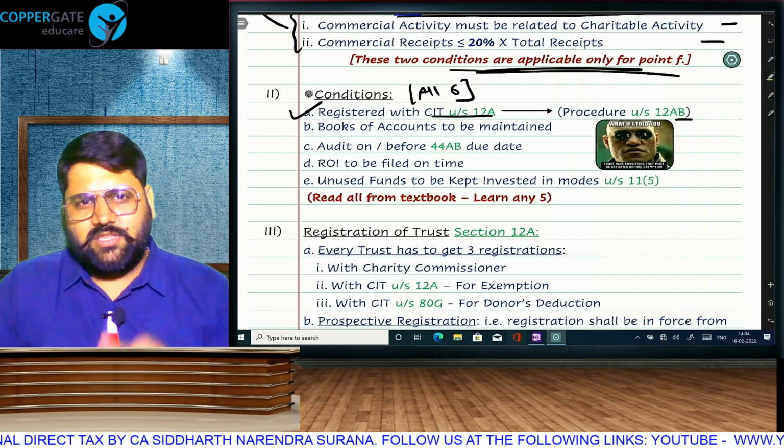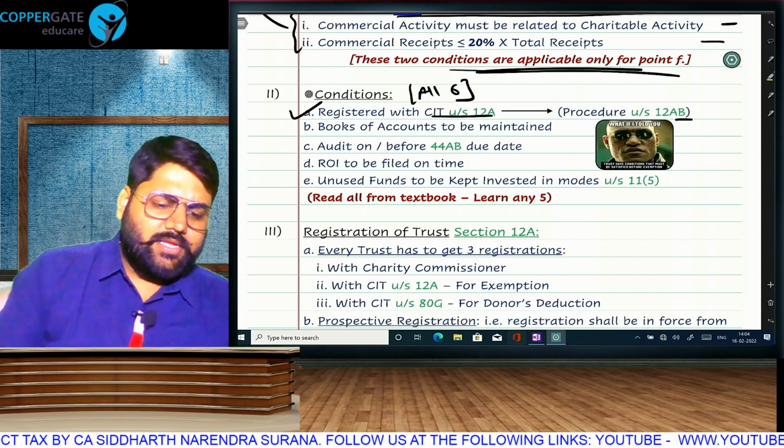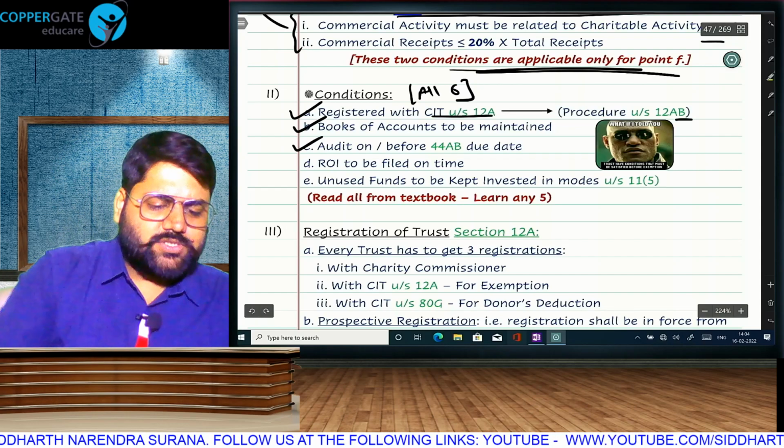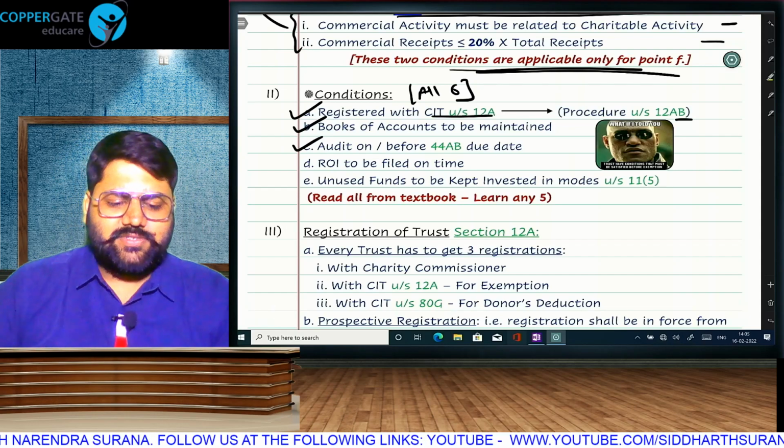This is the new procedure. The old procedure 12AA is now deleted. Books of accounts have to be maintained. Every time we have books of accounts, goes without saying, we will have the next condition. Books of accounts have to be audited.